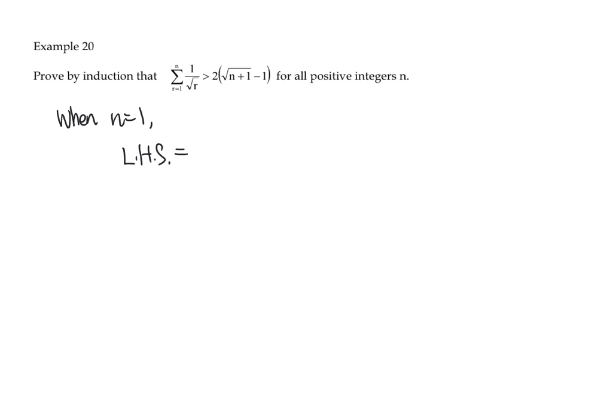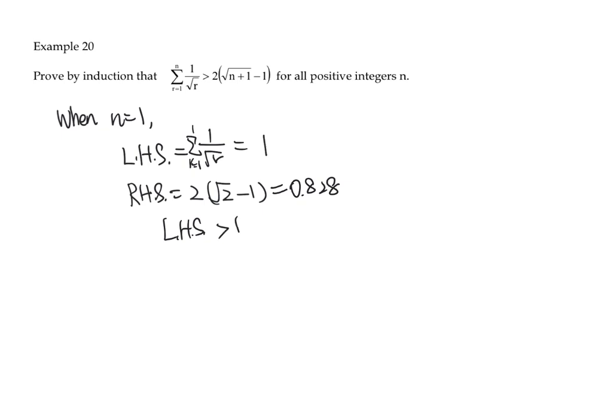When n equals 1, that is the summation of 1 over square root r, with r from 1 to 1. That is actually 1, so the left hand side is 1. How about the right hand side? You can put 1 inside, that is 2 times square root 2 minus 1, and use your calculator. You can get the result 0.828, which is obviously smaller than the left hand side. So P1 is true.